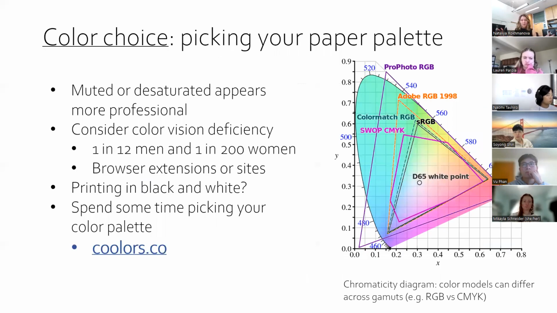Okay, this is my favorite part, talking about color choice. I think picking your paper palette is one of my favorite things to do when I'm writing. When it comes to picking colors, for some reason, muted or desaturated colors tend to appear more professional. Something very bright, very saturated, like a bright blue or a bright red, comes off as unprofessional or childish sometimes. So more muted, desaturated colors tend to be better.